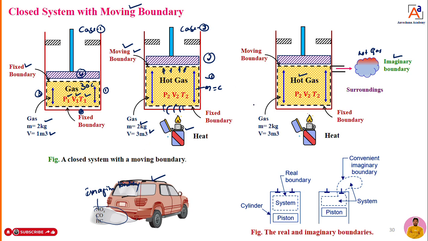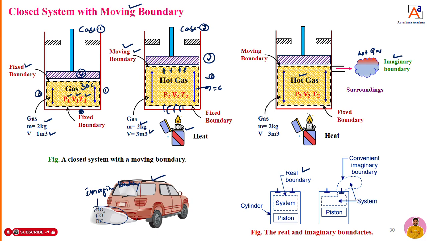Okay, dear students, these are the examples you can see. For your exam purpose, if you want to draw and explain what is moving boundary, fixed boundary, imaginary boundary, you can draw these two sketches. Here the boundary is fixed. That fixed boundary we can call a real boundary. That real boundary or fixed boundary is nothing but what? Physically it is available. Physically we can see the boundary. If you are physically seeing the boundary, that boundary we can call a real boundary.